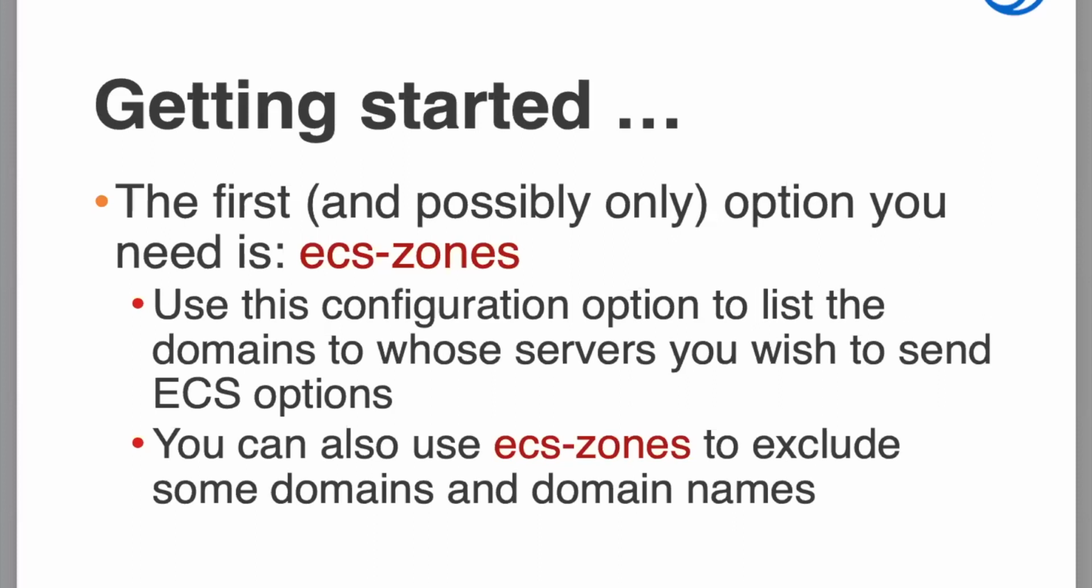And you can actually do a little bit more than that. You can also do a negation. So you can say, I want to send to these zones, except I don't want to send ECS for these names or these subdomains of these zones. So you've got exceptions as well as please do.